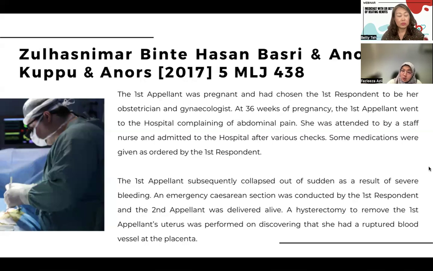The reason why Dr. Kuppu decided to go for surgery was subsequent to the patient's collapse, the mother collapsed. So when the mother collapsed, only then did he realize that there's a rupture at the vein near the placenta, in which, according to the expert, there's no way for Dr. Kuppu to be aware of things. And based on the medical literature, in terms of the ratio, this is 1:100,000.